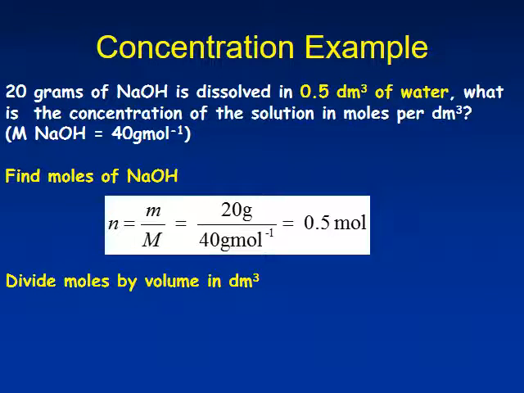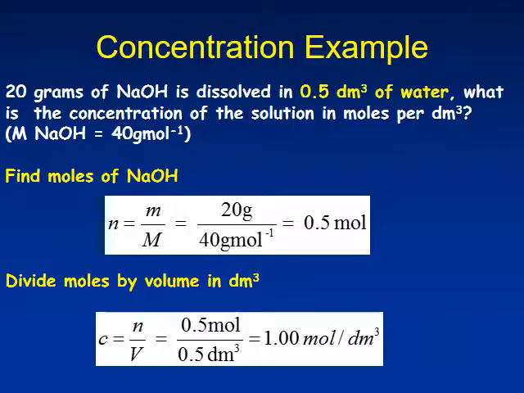Next thing, divide the moles by the volume. So you have 0.5 moles and 0.5 decimeter cubed of water, so it must mean that the concentration will be 1 mole per decimeter cubed. So hopefully you got that right. If not, as before, go over your notes, go over the rest of this video, rewind the video and go over the video to make sure you understand where you went wrong and how you can improve.